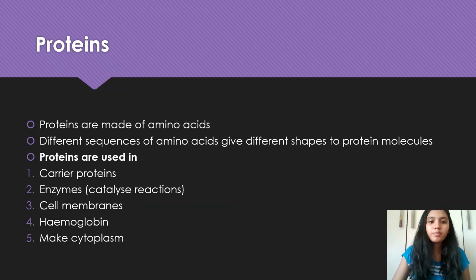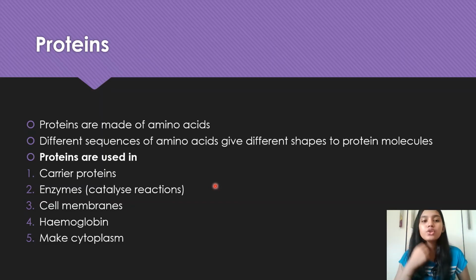So this last point here about protein molecules is taken from the mark scheme of a paper where they asked me the role of proteins, and I found this question interesting. So I thought I'll pen it down for you guys. So proteins are used in A, carrier proteins, which we discovered while studying active transport. Carrier proteins are used to transport molecules from a region of lower to higher concentration using energy from respiration.